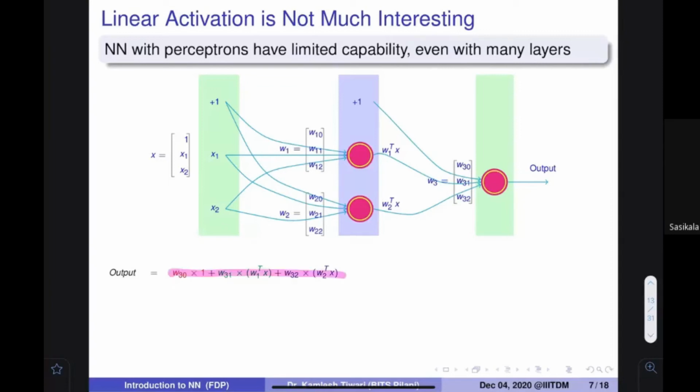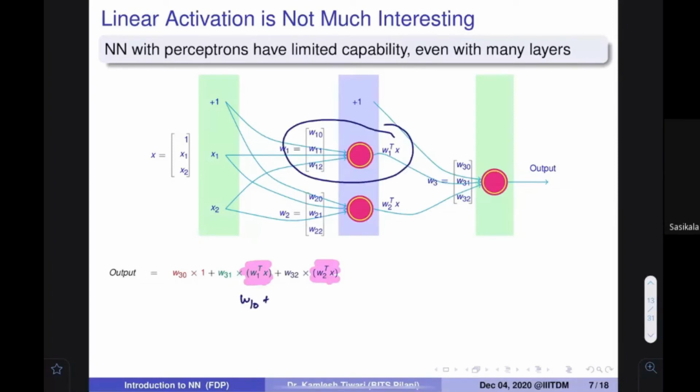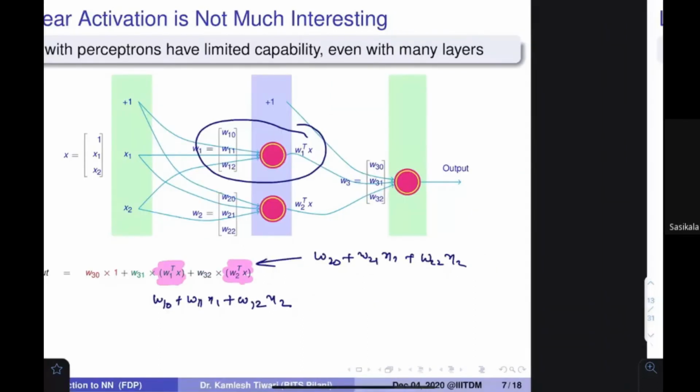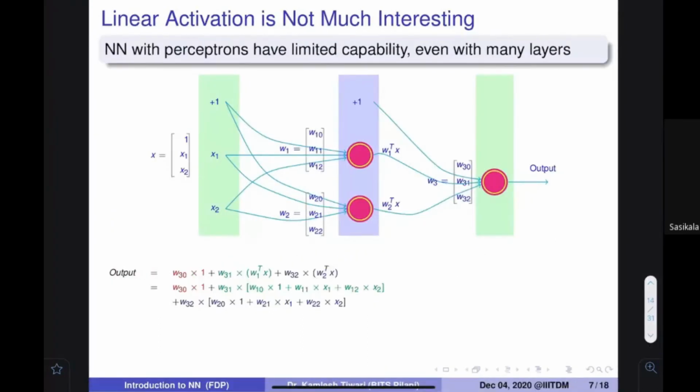Can we expand it? Yes, we should expand it. What is the value of this? What is the value of this? Using this kind of logic you can find that it is w10 plus w11 x1 plus w12 x2, and this value is w20 plus w21 x1 plus w22 x2. Make sense? We put these values into this equation over here and here, do a rearrangement, and find this particular equation.